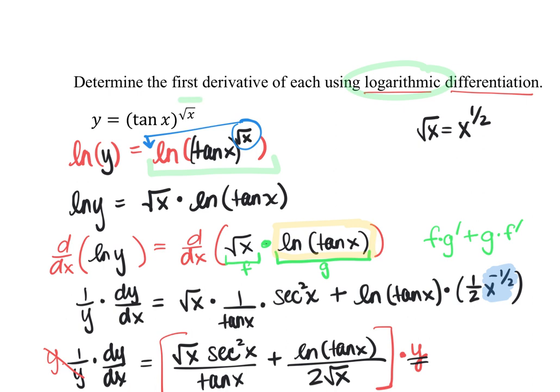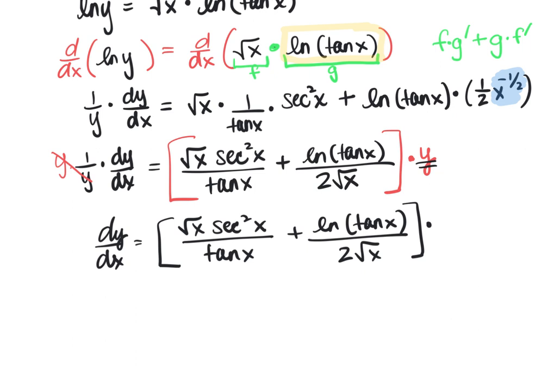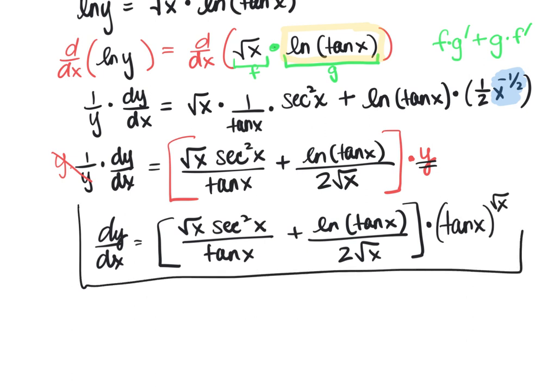And remember, y was equal to tangent of x raised to the square root of x power. So then we'll just plug that back in down here in our derivative. So this is going to be multiplied by the tangent of x raised to the square root of x power. And this lovely answer is our derivative using logarithmic differentiation.